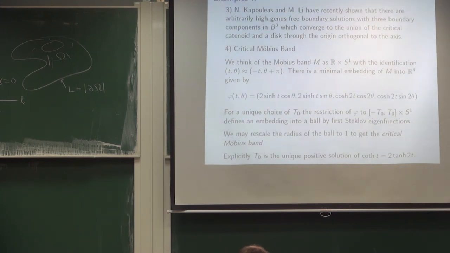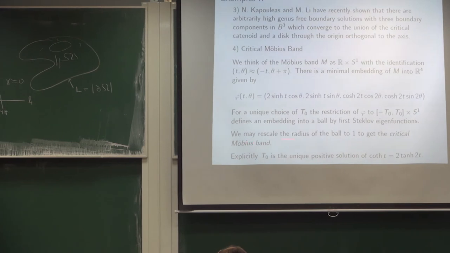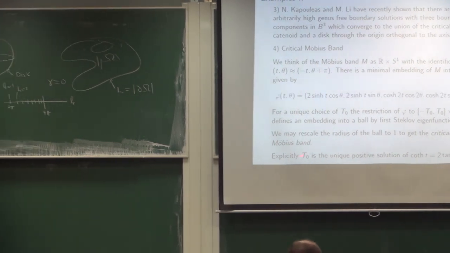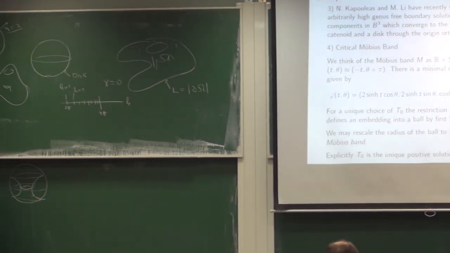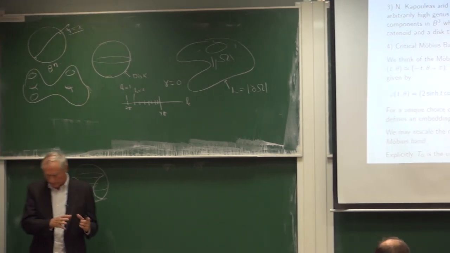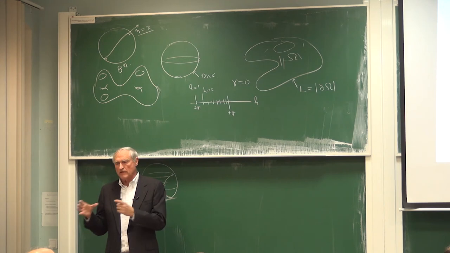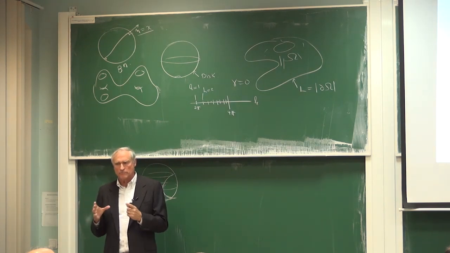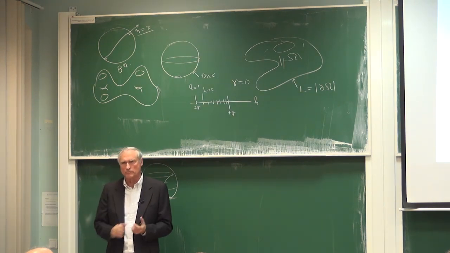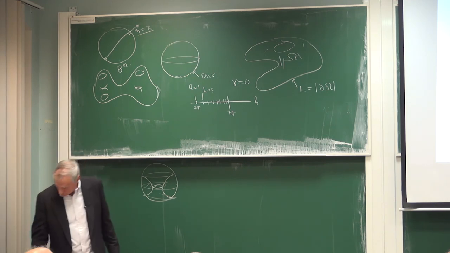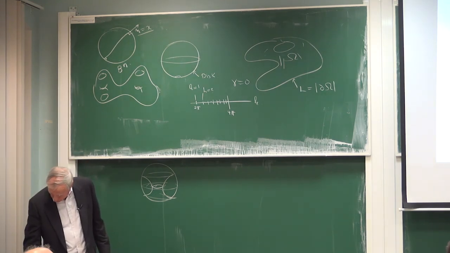So if you cut off a portion of it, then it meets the boundary of the ball orthogonally, and we call that the critical Möbius band. And so again, to give away the punchline, one of the other main theorems is that the critical Möbius band in fact uniquely realizes the maximum among metrics on the Möbius band. Okay. So those are important examples.